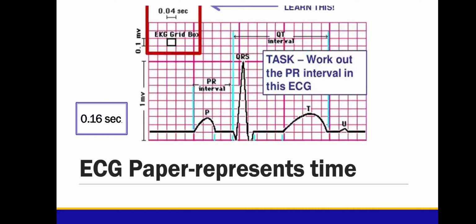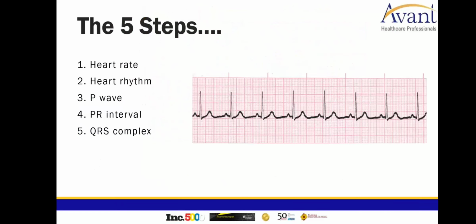So let's go ahead and talk about how we're going to interpret the strips. Now that we have a better understanding of the way the conduction works, let's take a look at the EKG strips. There is a 5-step process that we're going to use today to look at how to interpret rhythm strips. We're going to start out by determining the heart rate, the heart rhythm, P wave, PR intervals, and QRS complex. As we look at each component and what they represent, it's going to give us a better interpretation.